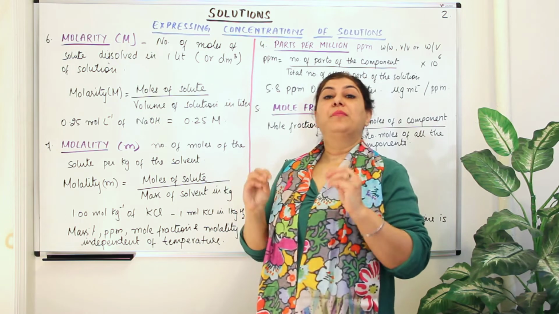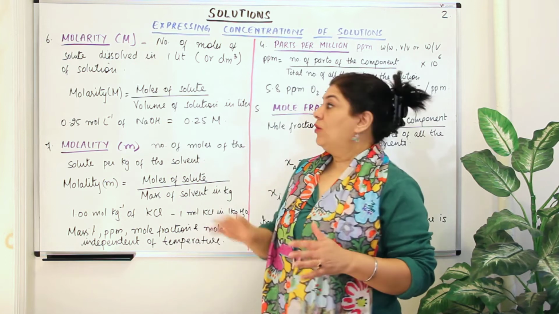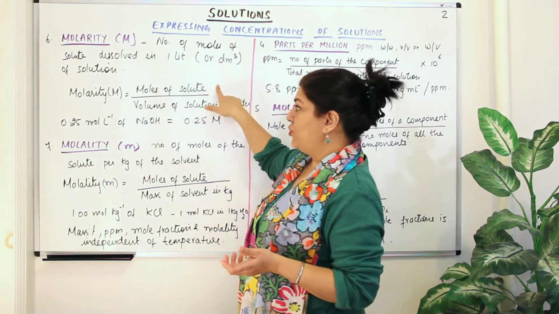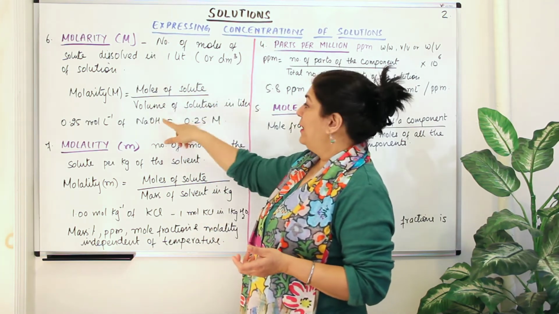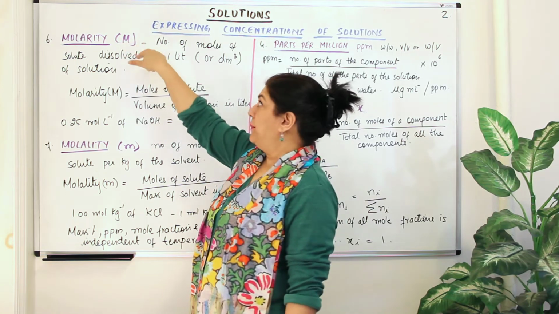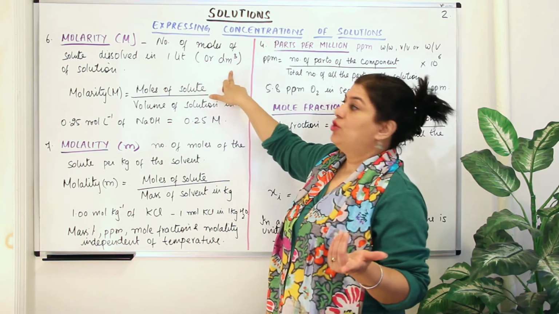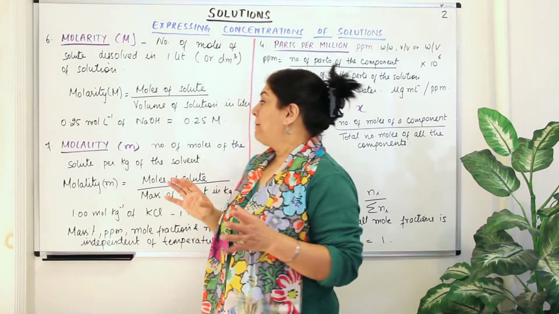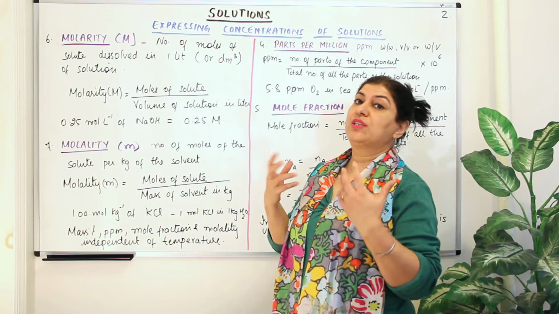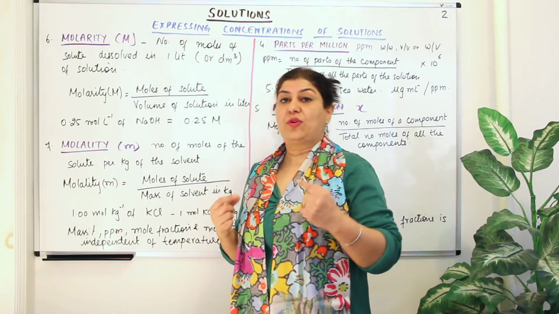Molarity is defined as the number of moles of the solute present in 1 liter of the solution. Now, instead of finding out the mass, we find out the number of moles of a solute divided by the volume of the solution in liters. So molarity is represented by the letter capital M. It is the number of moles of the solute dissolved in 1 liter or 1 decimeter cube of the solution. So if we say 0.25 moles per liter of sodium hydroxide, it means I'm talking of its molarity. It means that 0.25 moles of sodium hydroxide is present in 1 liter of the solution.